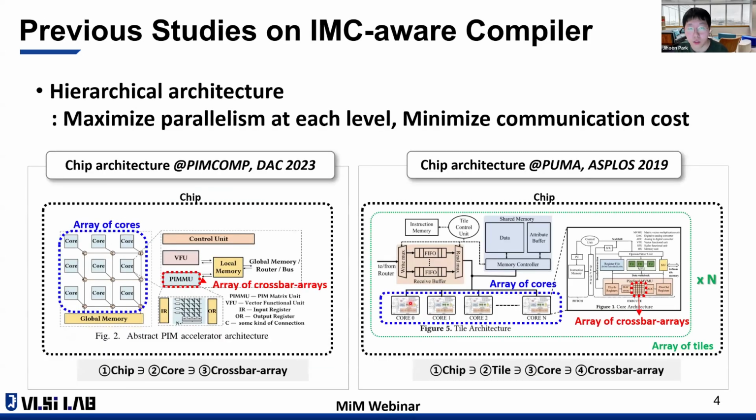There are some previous studies on IMC-aware compilers. One is PIMComp from DAC 23, and one is PUMA, ASPLOS 2019. These two papers were my baselines and what I've usually referred to in my paper. They both share a similar chip architecture. They have a hierarchical structure to maximize parallelism at each level and minimize the communication cost. Let's look at PIMComp: they have a three-level structure with the chip, the core, and the crossbar array, from the largest to the smallest hierarchy.